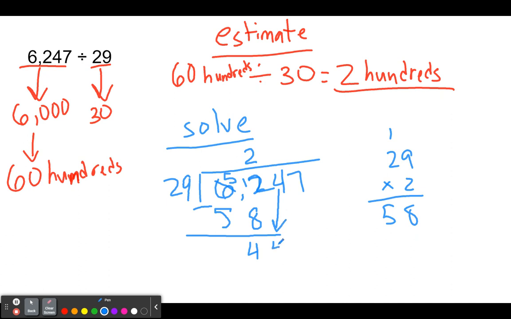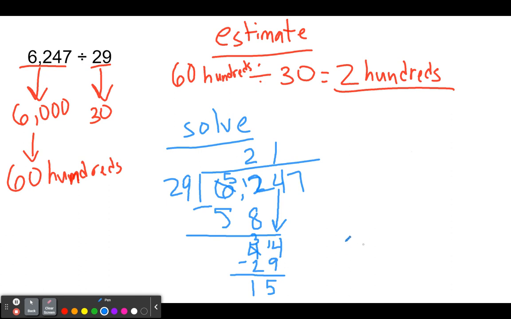tens. So now we have 44 tens. Now, how many times can 29 go into 44 tens? That's only going to be 1 time. So now we have 1 times 29. That's going to give me 29. Now if I subtract, I can't take away 9 from 4. So I'm going to go to my tens, take that 10, turn that into 10 ones. 14 take away 9 is going to be 5. And 3 take away 1 is 1, giving us 15.